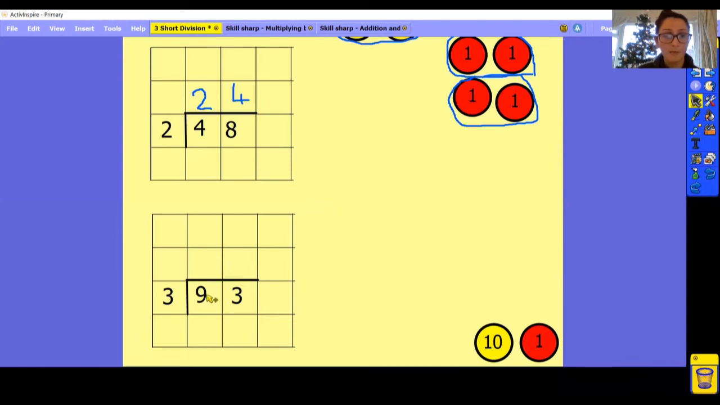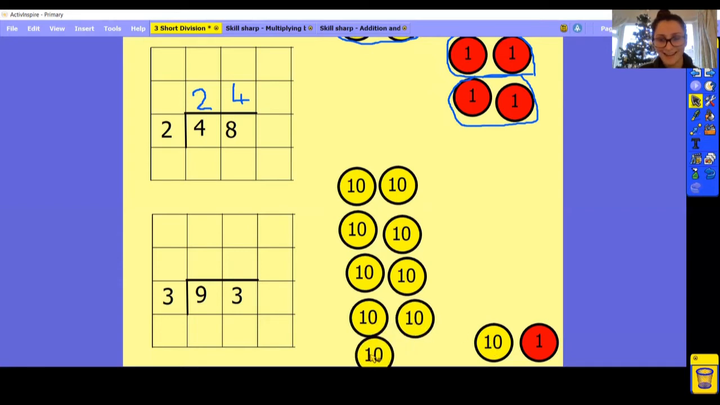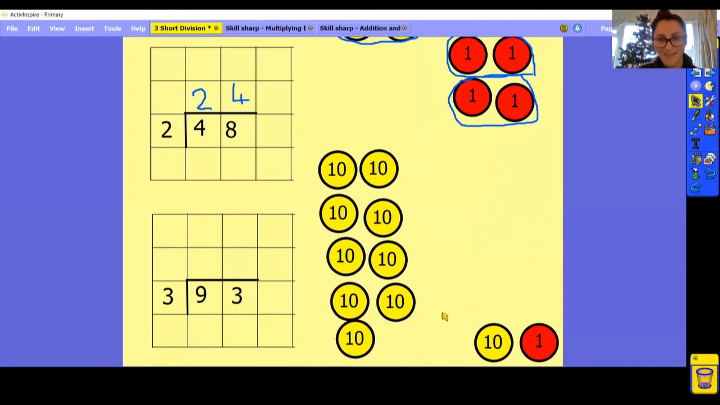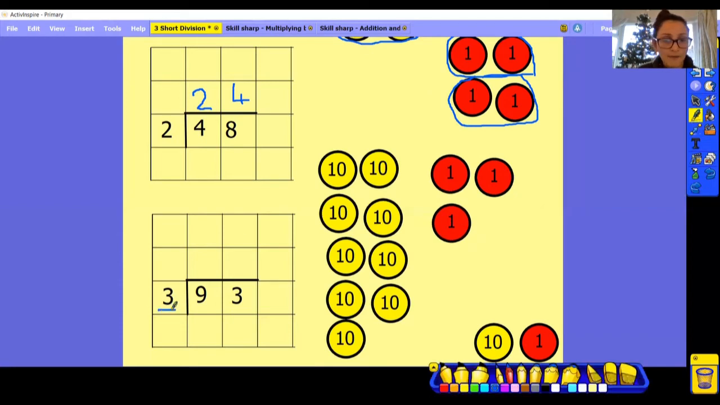So remember, how many tens am I going to have? Well done if you said 9 tens. So 10, 20, 30, 40, 50, 60, 70, 80, 90. Can I squeeze it in? Let's just put it there. There we go. Excellent. And then we need to see how many ones we have. So we have 3 ones. So 1, 2, 3. Now, in this group, we're going to have how many? Well done if you said 3.